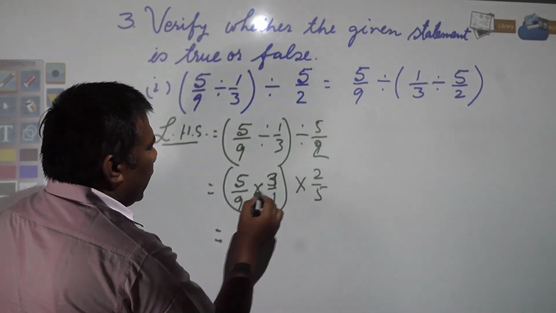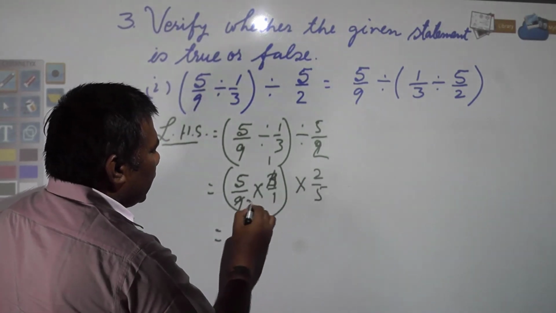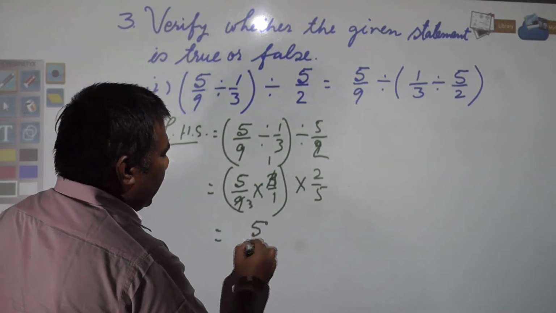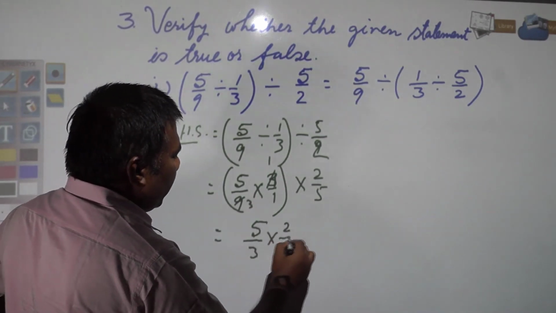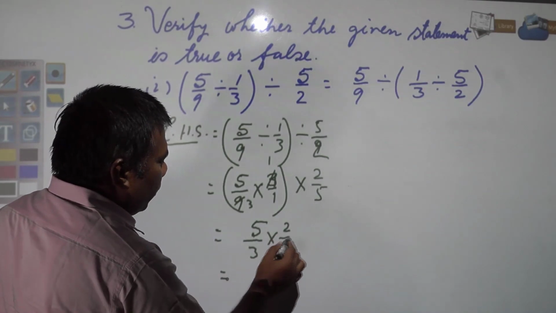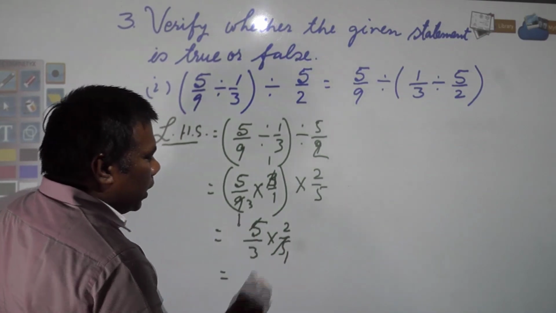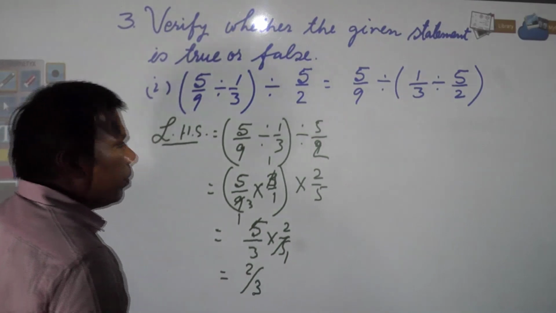So it can be written as 3 ones are 3, 3 threes are 9. So 5/3 into 2/5, and that will be equal to, 5 and 5 again get cancelled, you will get 2/3.